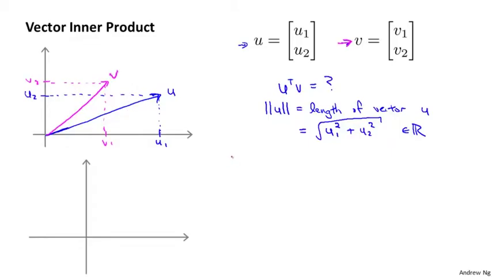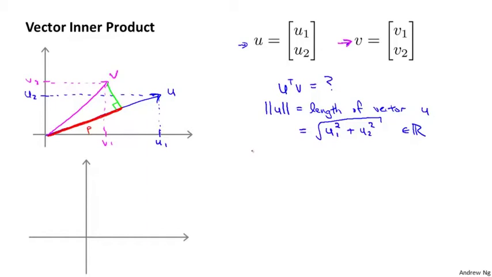Now, let's look at how to compute the inner product between u and v. Here's how you can do it. We're going to take the vector v and project it down onto the vector u. I'm going to take an orthogonal projection, or a 90-degree projection, down onto u like so. And then I'm going to measure the length of this red line that I just drew, and call it p. So p is the length, or the magnitude, of the projection of the vector v onto the vector u.